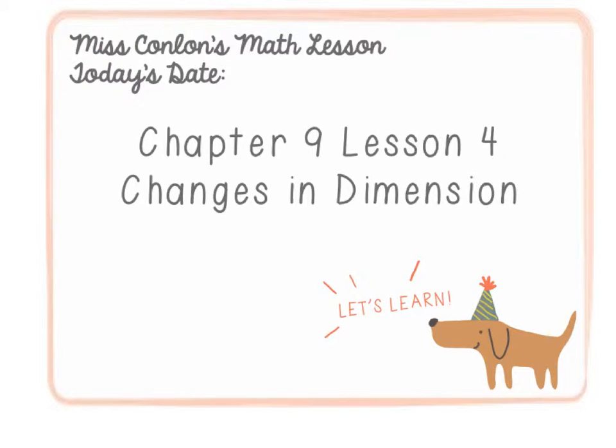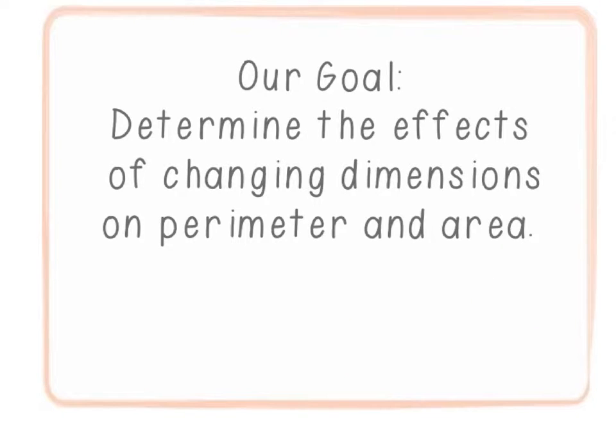Today's lesson is Chapter 9, Lesson 4, Changes in Dimension. Our goal to accomplish after this lesson is to be able to determine the effects. So what happens when you change dimensions on perimeter and area?